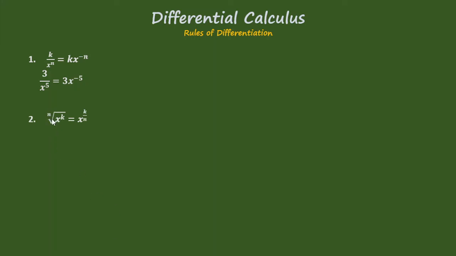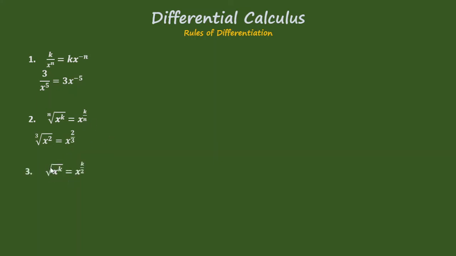Let's have a look at this. If I have some nth root of some function, this is similar to k over that root. Let's say I have the cubic root of x squared. So I can actually simplify this to be x to the exponent 2 over 3. Now, this is just a reminder. You should be familiar with these rules.